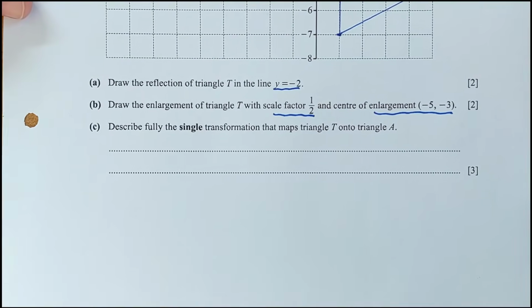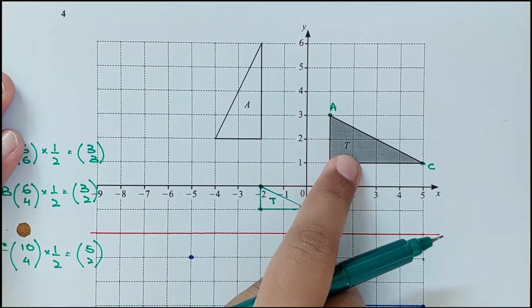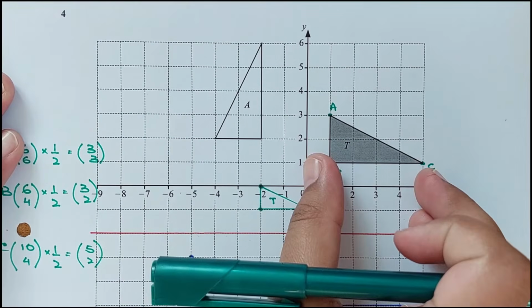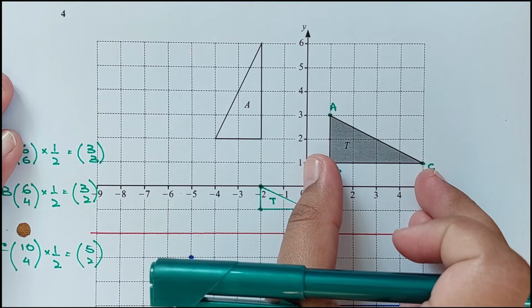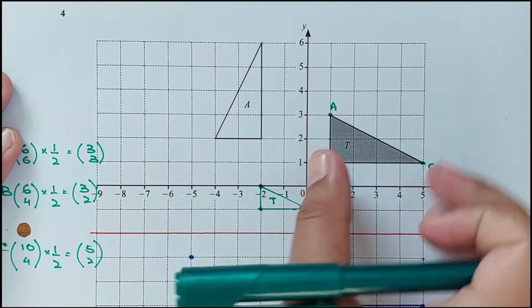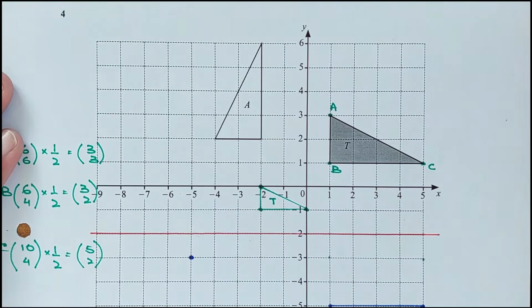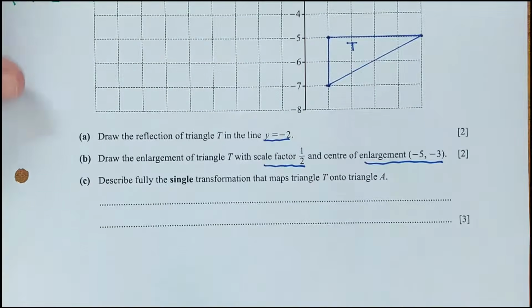Now for part C, describe fully the single transformation that maps triangle T onto triangle A. This is triangle T, and this is triangle A. So this is a rotation of 90 degrees anti-clockwise, and we can find the center of rotation, right?